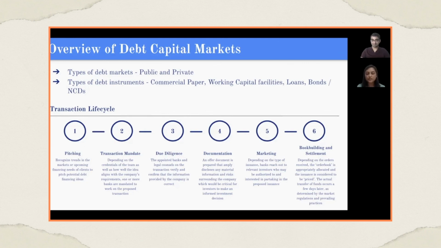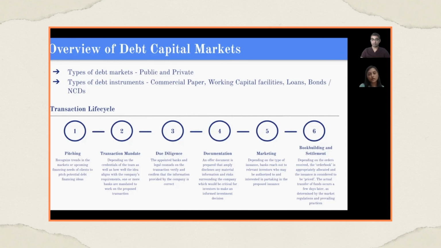So once the marketing is complete and investors have gotten comfortable with a particular credit, they put in orders with the syndicate teams of the relevant banks. And these syndicate teams put together an order book, which, if an instrument is considered to be in demand, is typically oversubscribed. Depending on the quality of offers and the kind of policies that the issuer has in terms of the investor that they want to engage with, the orders are allocated to relevant investors and the issuance is considered to be priced.